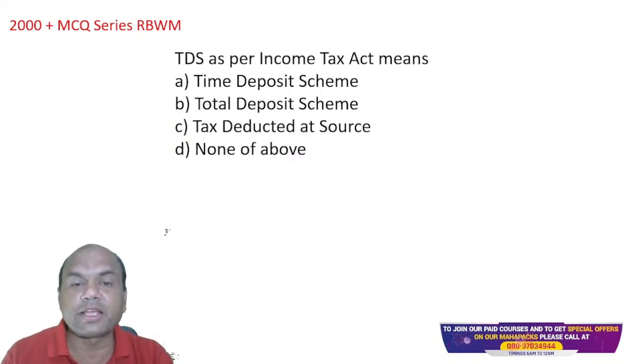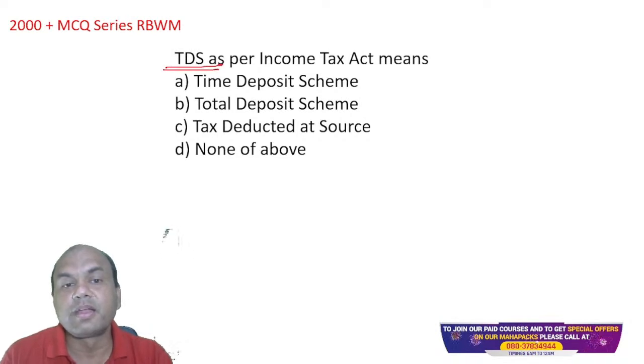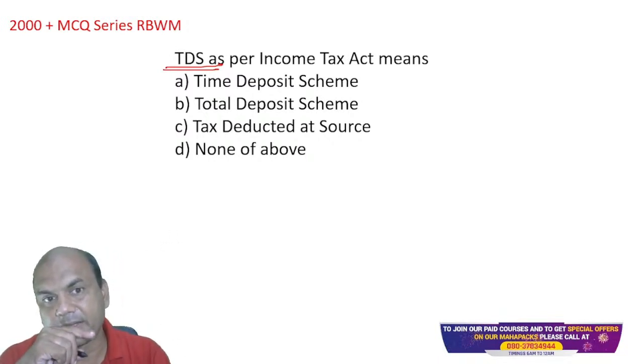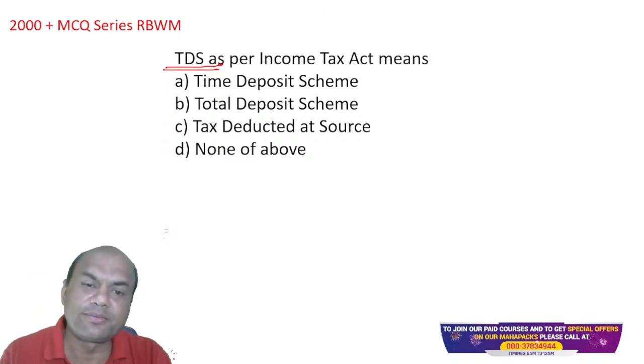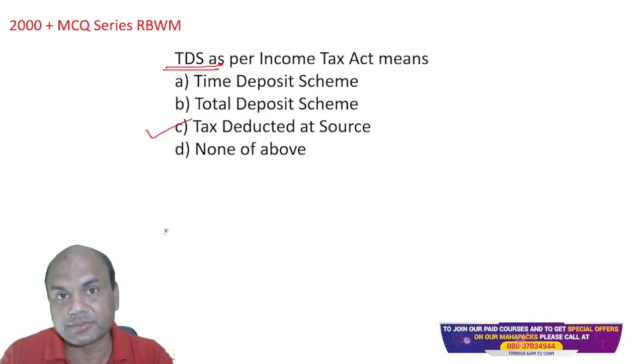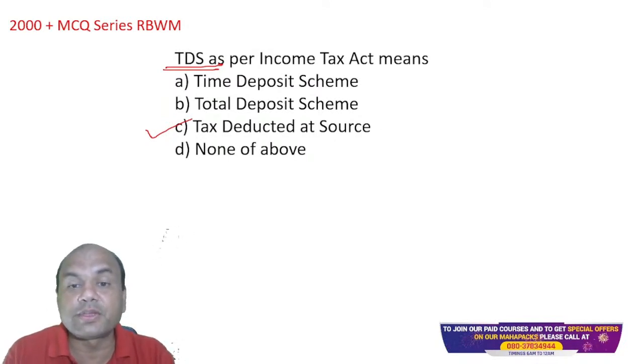TDS as per income tax means TDS. What is TDS? Time deposit scheme, total deposit scheme, tax deducted at source, or none of the above. TDS means tax deducted at source. This is the advance tax which is paid by you and me. And we get a refund of this, right?